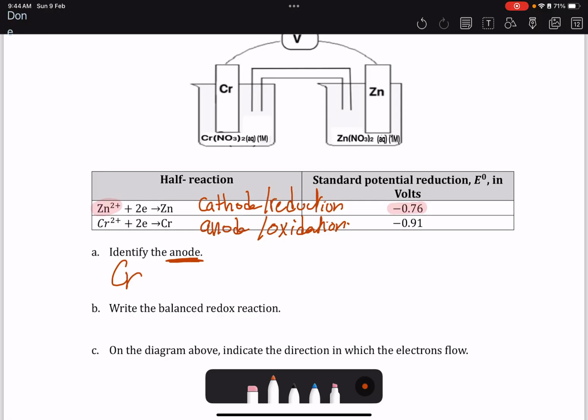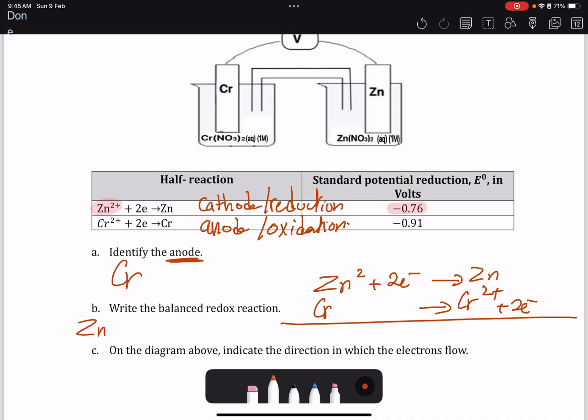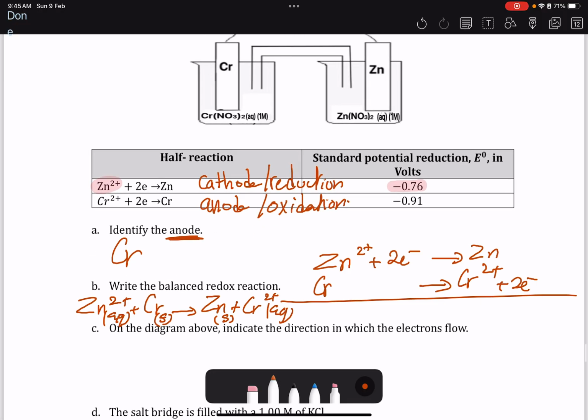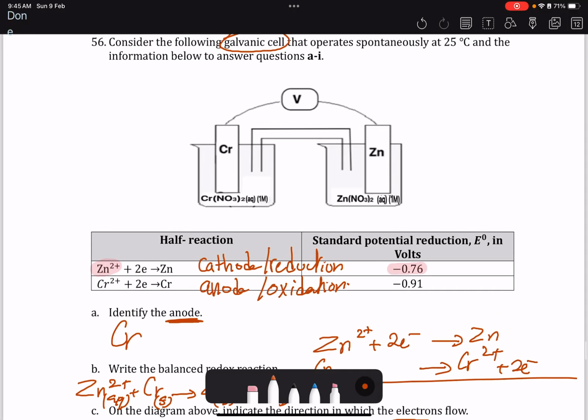Write the balanced redox equation. Zn2 plus is going to be the cathode, whereas the anode, I'm going to see an oxidation half equation. So adding these two together, I'm going to get zinc 2 plus and Cr, giving Zn and Cr2 plus. We need to add the physical states. Never forget these. Indicate the direction of electron flow. Since now we know that this is the cathode and this is the anode, electrons are going to go in this direction. So that's the flow of electrons.